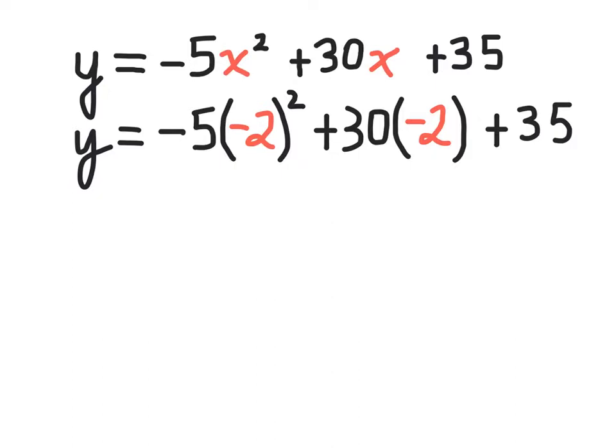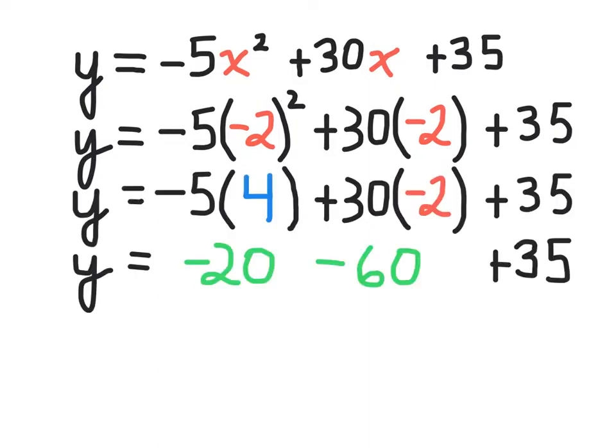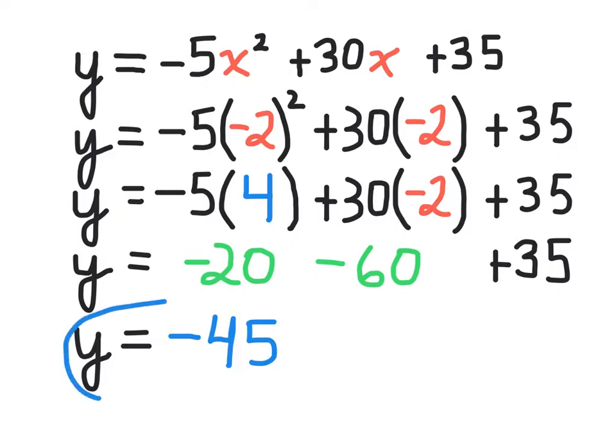To solve this, I'll do exponents first. After that, I'll do the multiplication. And then I just add all my terms together to get my final answer. So, when x is -2, y is -45. And I can fill that in on the table of values.